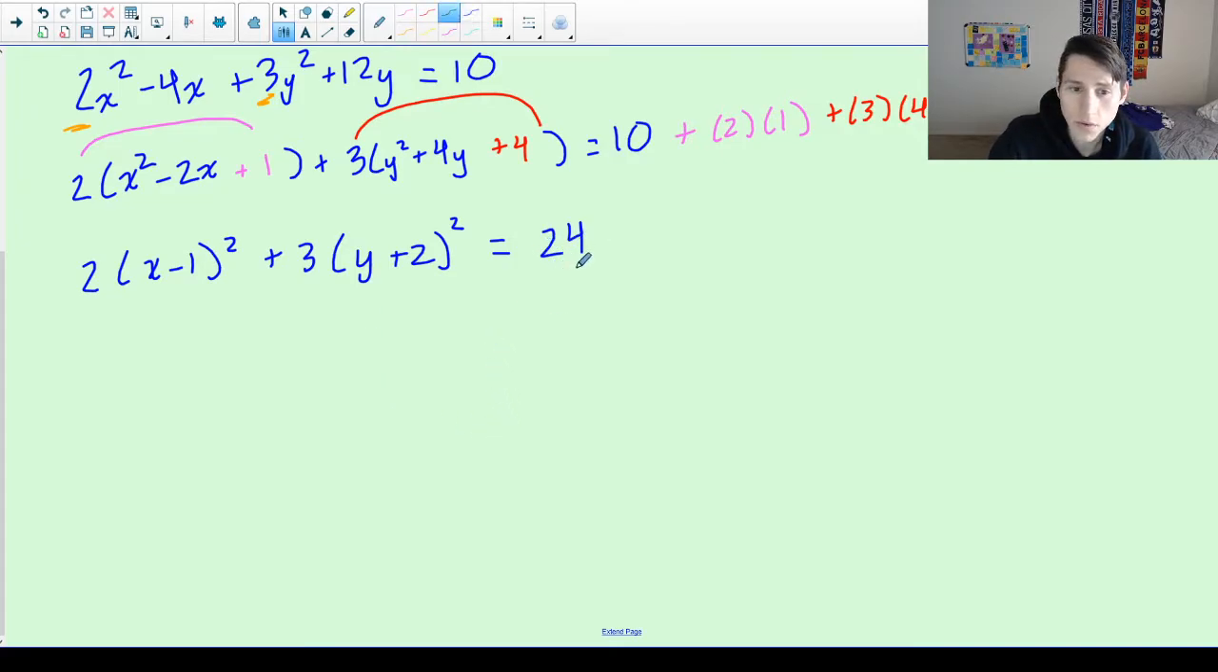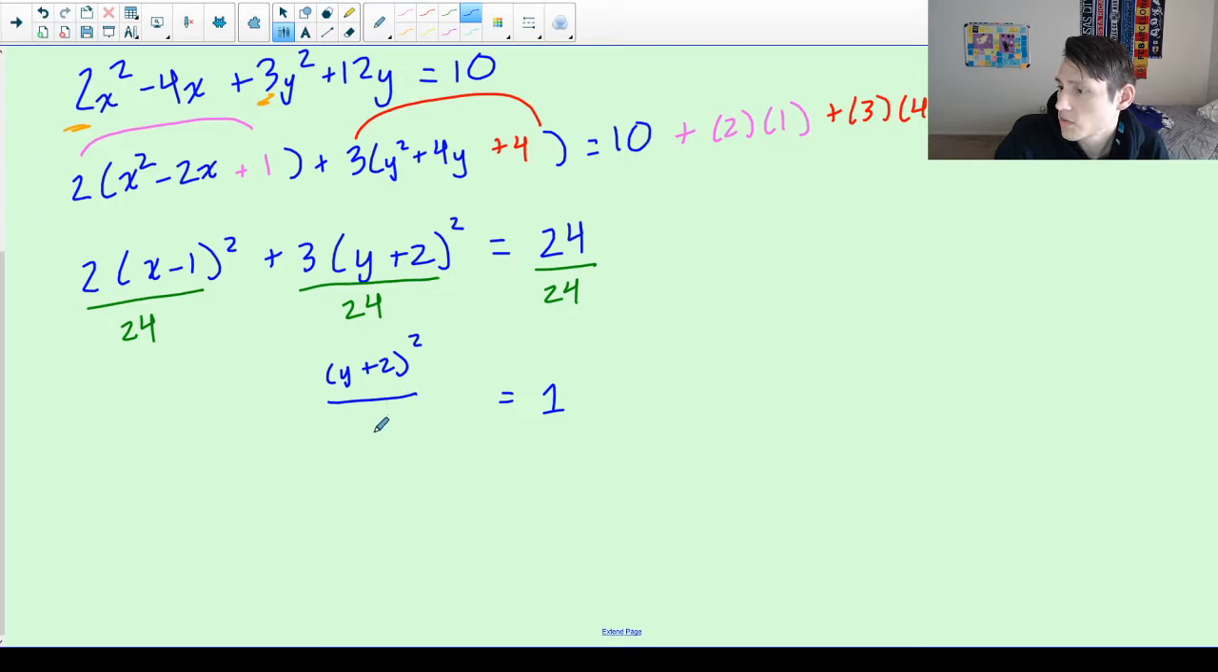Now I want this 24 on the right side to be a 1, so I'll divide by 24, and I'll do the same thing everywhere else. Divide by 24. Divide by 24. That turns the right side into 1. And then just simplify each of these fractions.